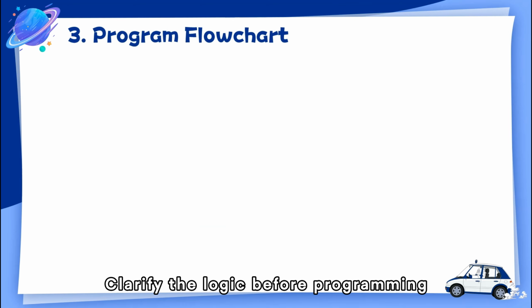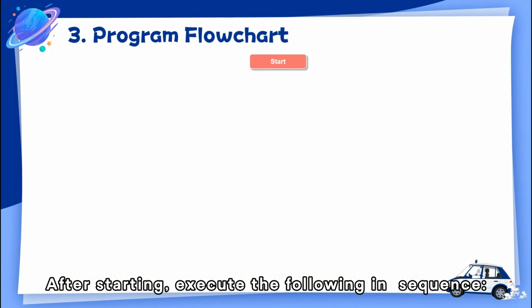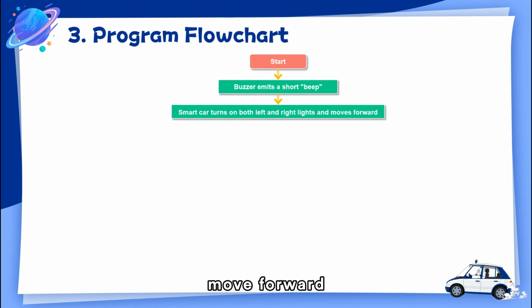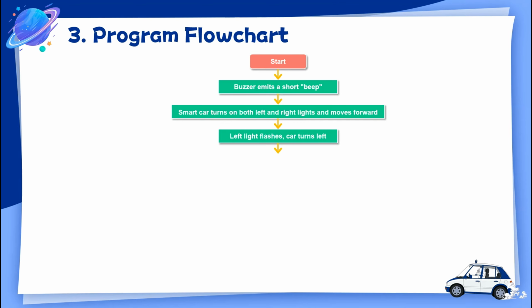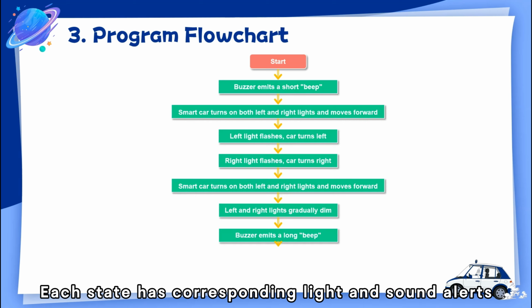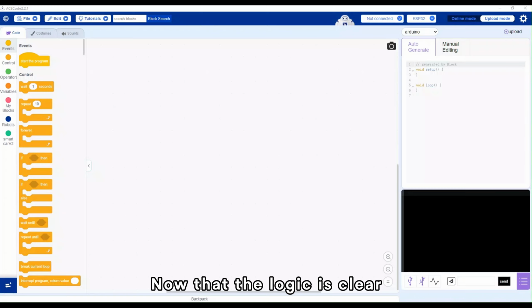Clarify the logic before programming. After starting, execute the following in sequence. Start prompt. Move forward. Turn left. Turn right. Move forward. And stop. Each state has corresponding light and sound alerts. Now that the logic is clear, we can start programming.